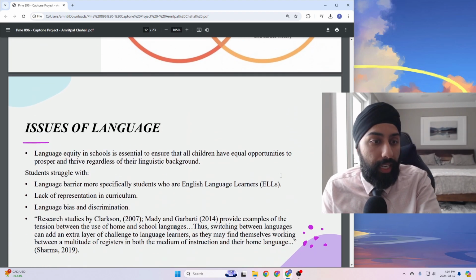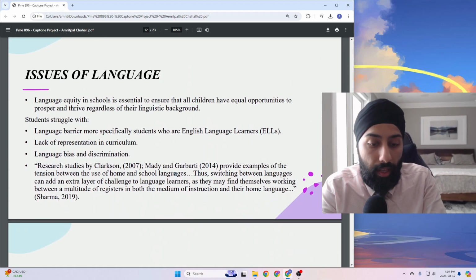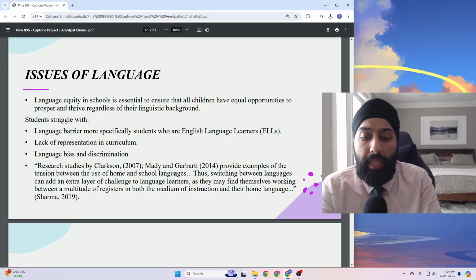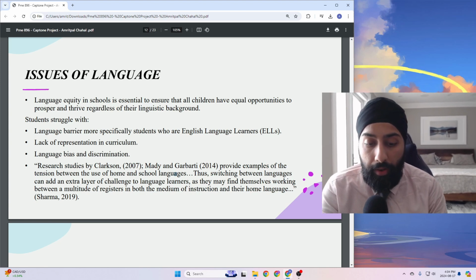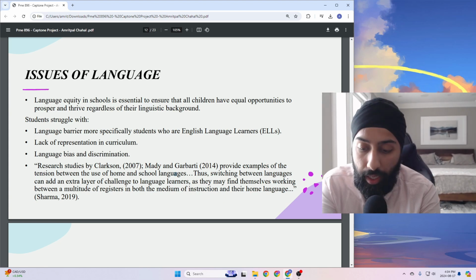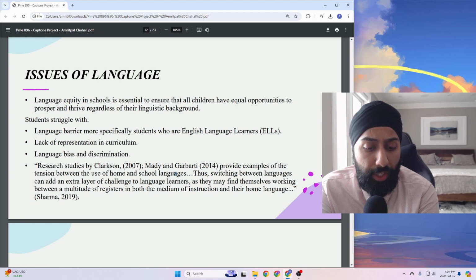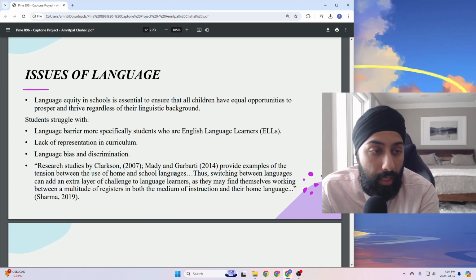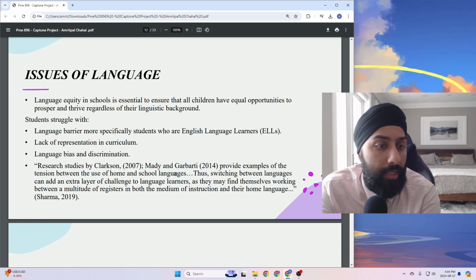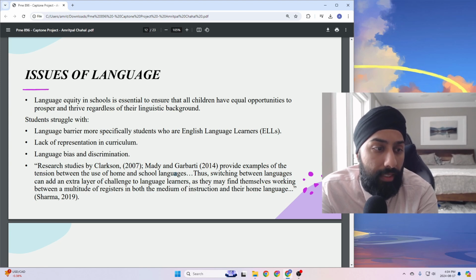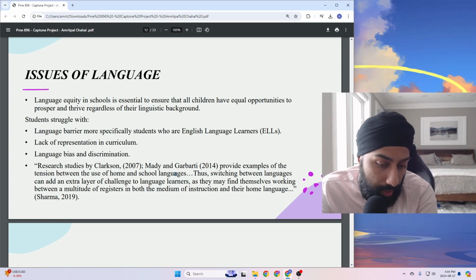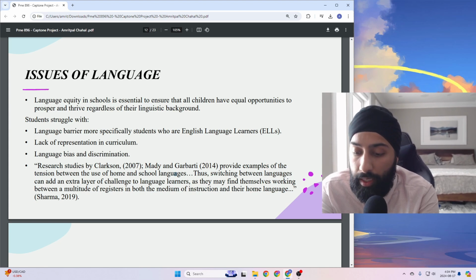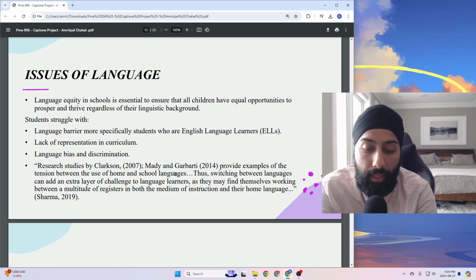Okay, now I want to talk about issues of language in equity. Language is the bridge that helps people learn and connect through culture. One way or another, people are connected through their language. Language equity in schools is essential to ensure that all children have equal opportunities to prosper and thrive regardless of their linguistic background, right? Students usually struggle with language barriers, more specifically students who are English language learners, lack of representation in the curriculum, language bias, and discrimination. A struggle that has been highlighted through research is the difficulties that students face when speaking more than one language daily.